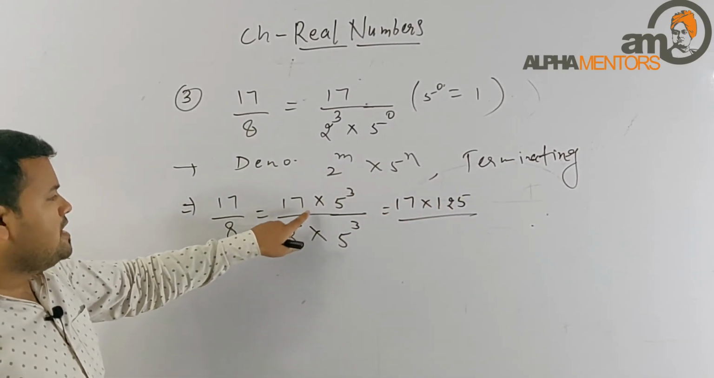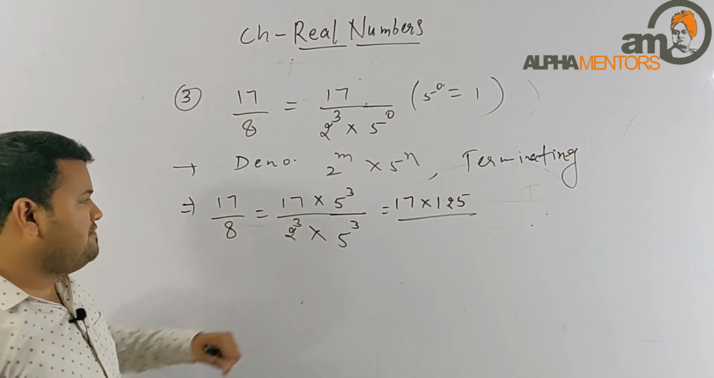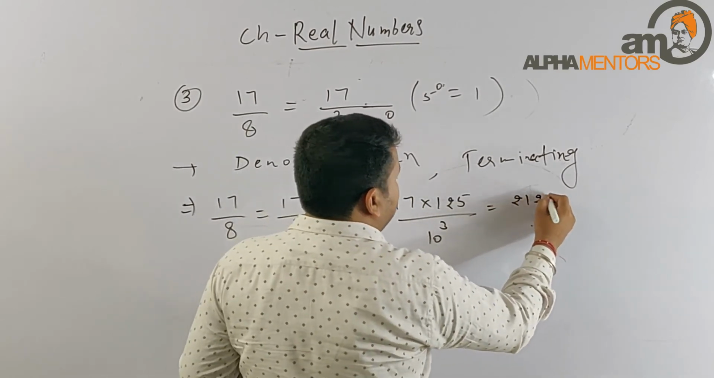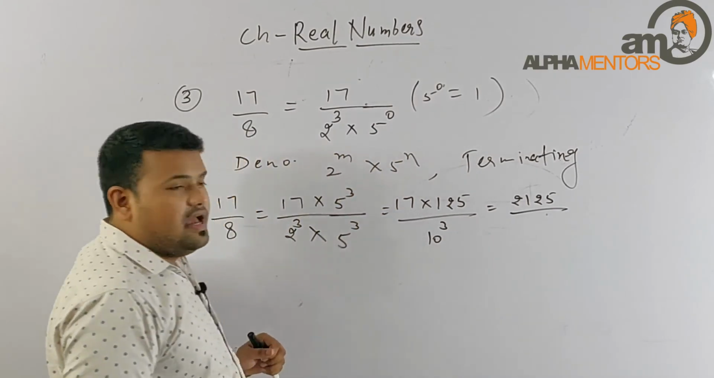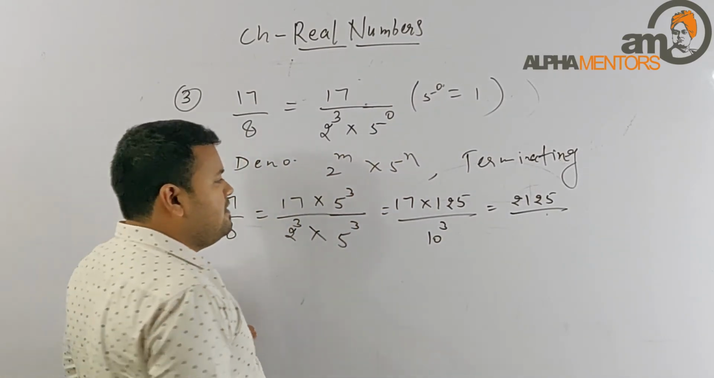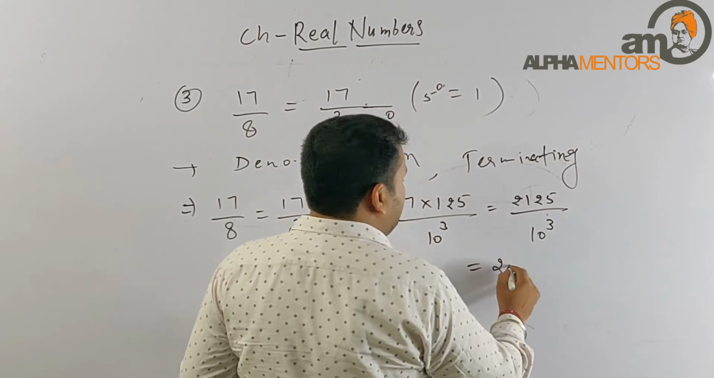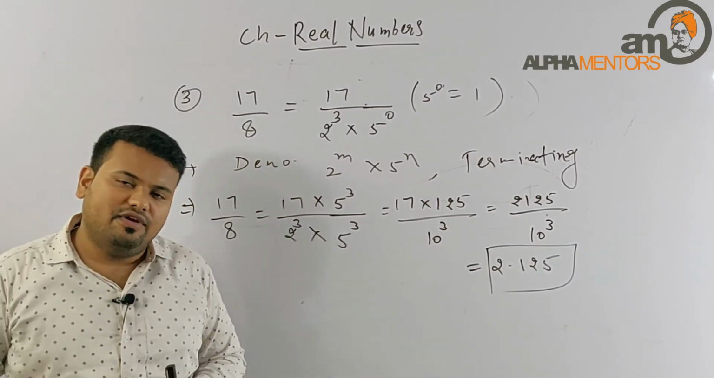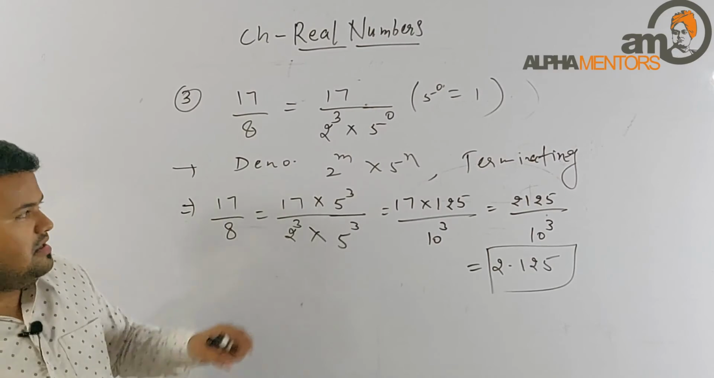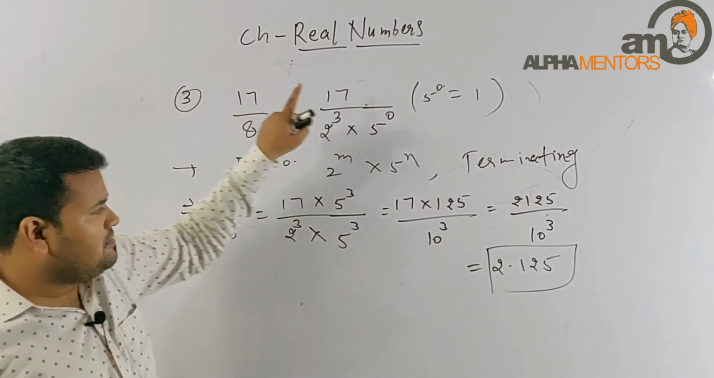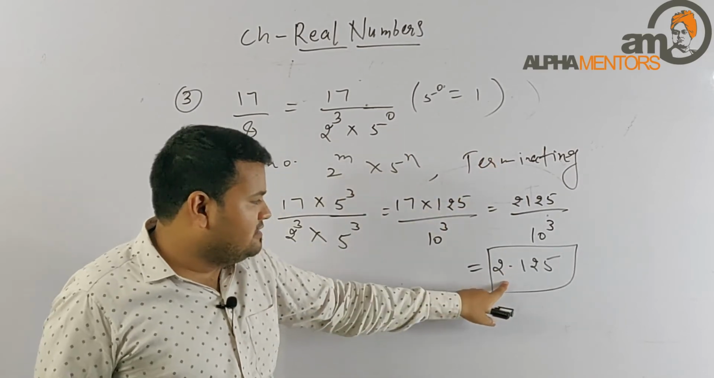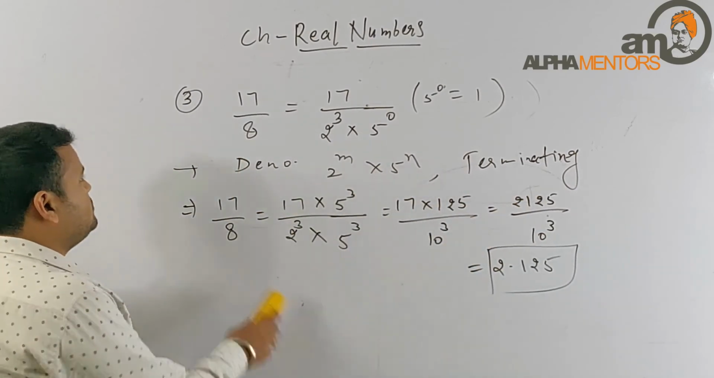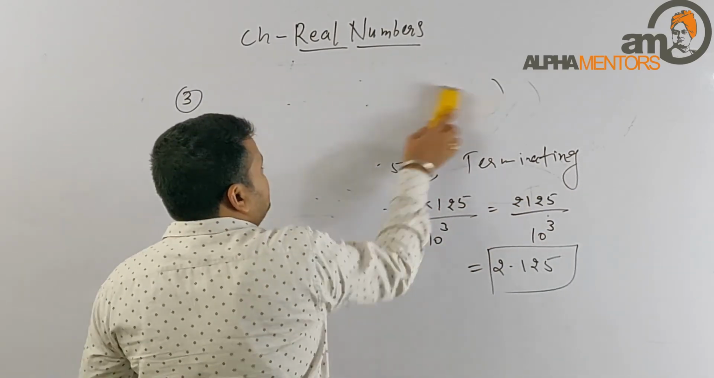In the denominator 2 to the power 3 multiply 5 to the power 3, that will be 10 to the power 3. Now let's do the product. 17 into 125 as product is 2125, denominator 10 to the power 3. So tell me what will be the decimal answer. Decimal answer is 2.125. With the same condition, without performing division, we converted a rational number which has a terminating decimal expression, and this is the required decimal answer, 2.125.